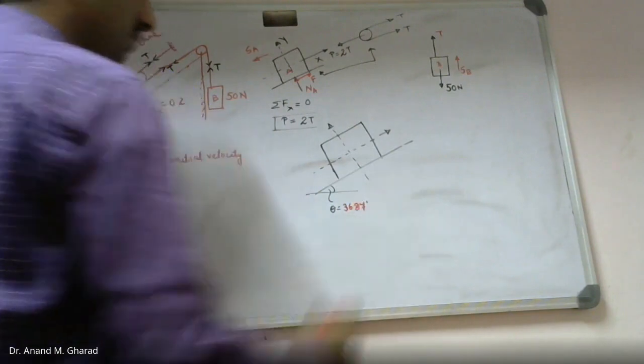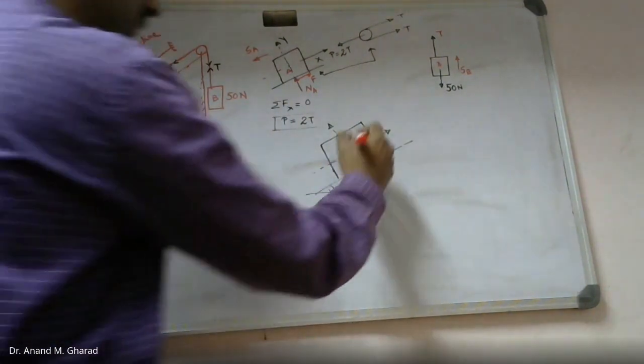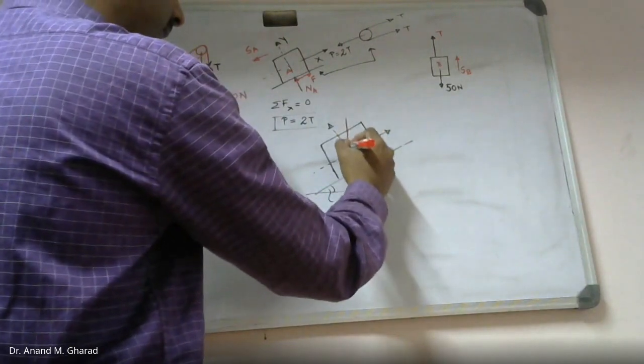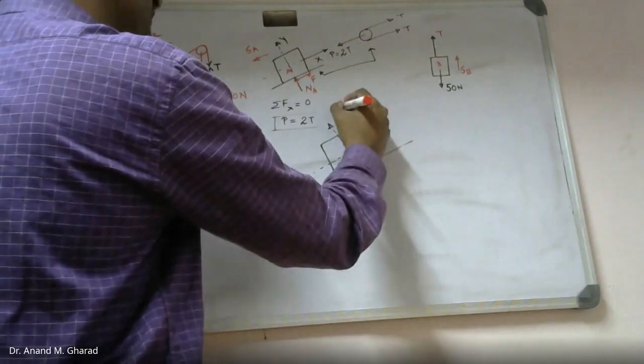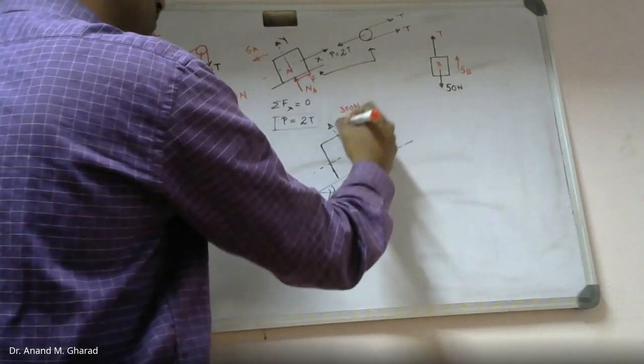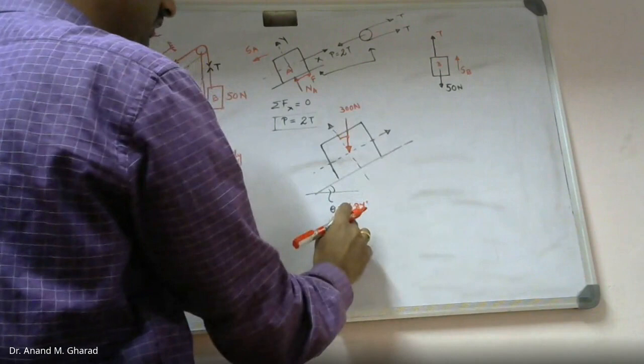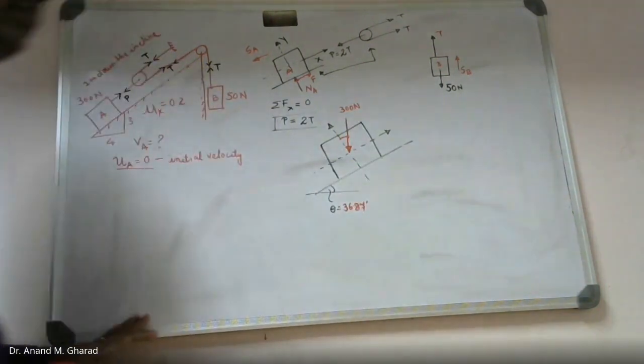Something like 36.866, so let's say 36.87. Right? This is the self weight of this block A, which is mentioned as 300 Newton. So this angle shall again be 36.87 from the geometry.